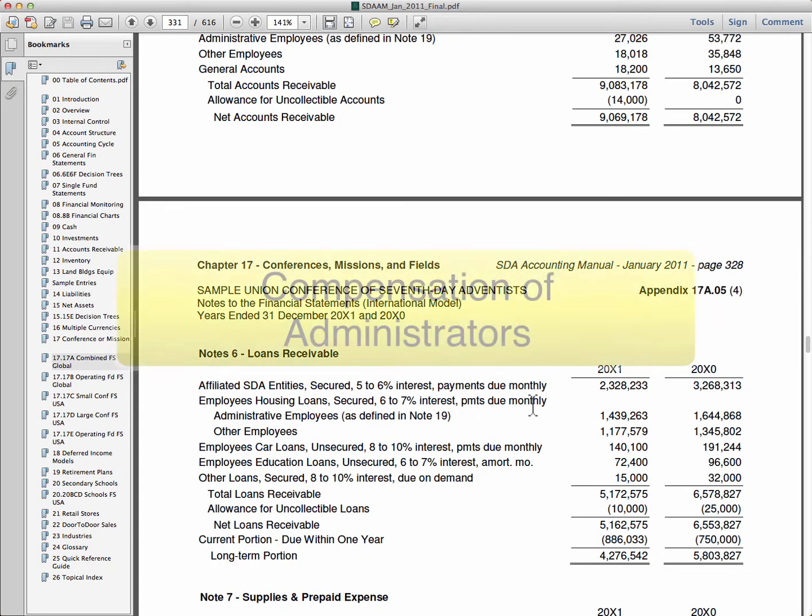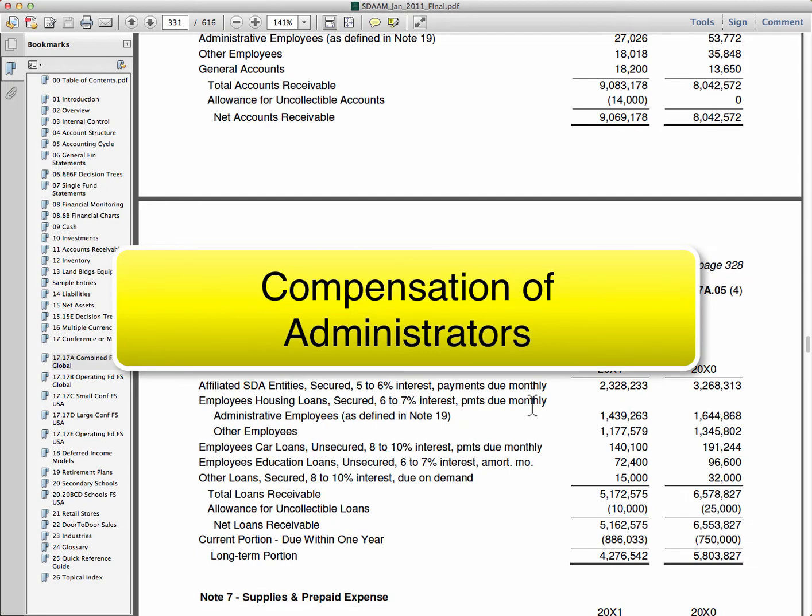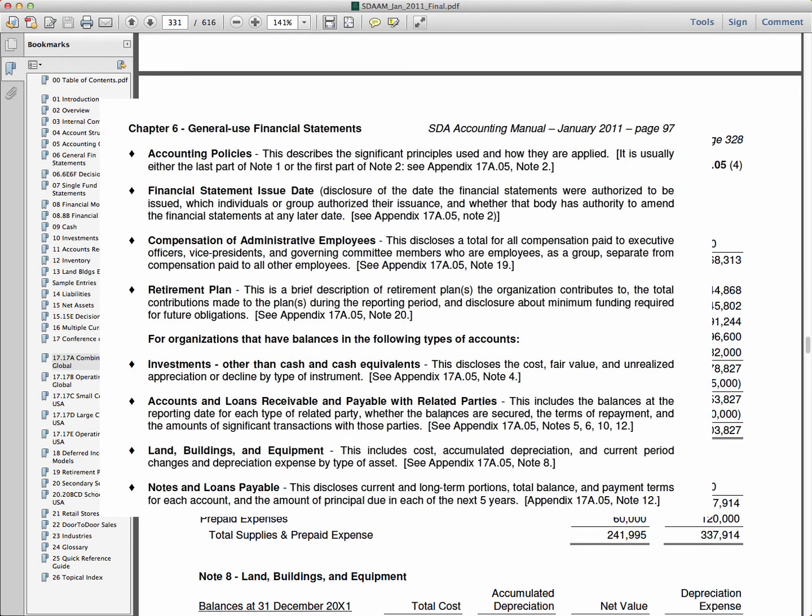Now, I think what I would like to do is to stick in something right here that is not related to accounts receivable, but related to what we're talking about, and there would be no other place that I could put this into a video. And so I want to just show it to you right here.